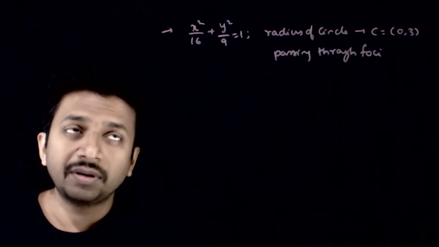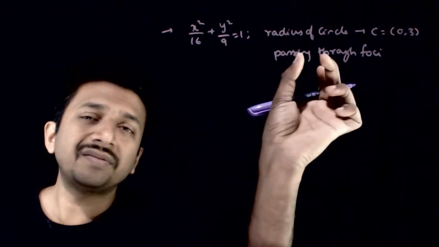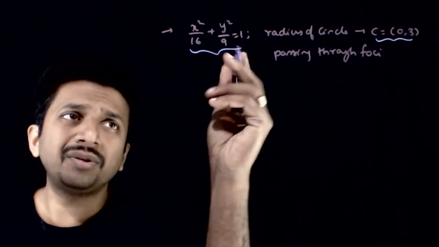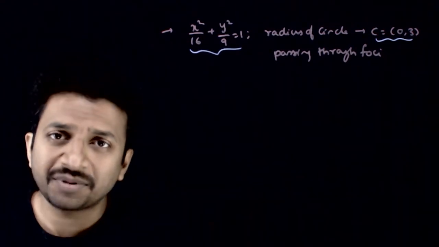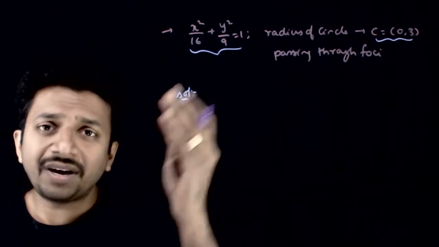So welcome students. In this question, you're asked to find the radius of the circle whose center is (0, 3) and which passes through the foci of this ellipse. So first let us try to find the foci of this ellipse.